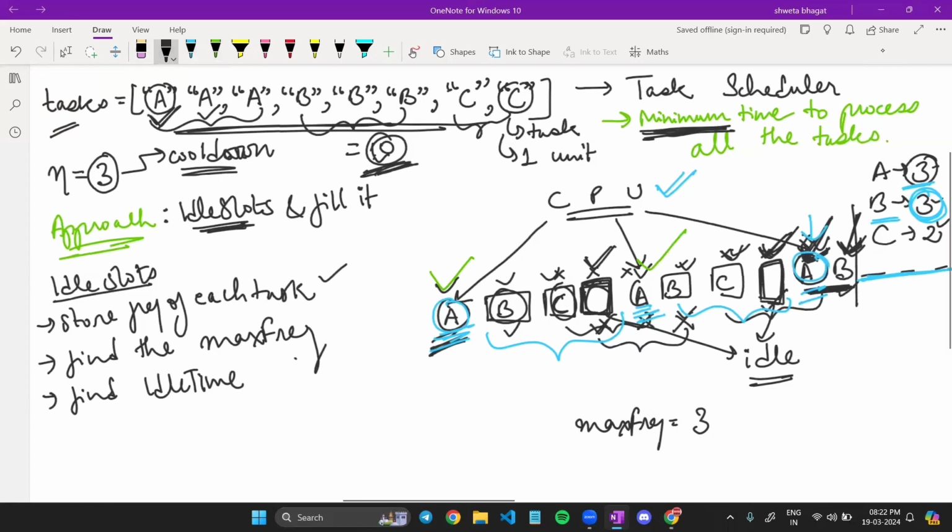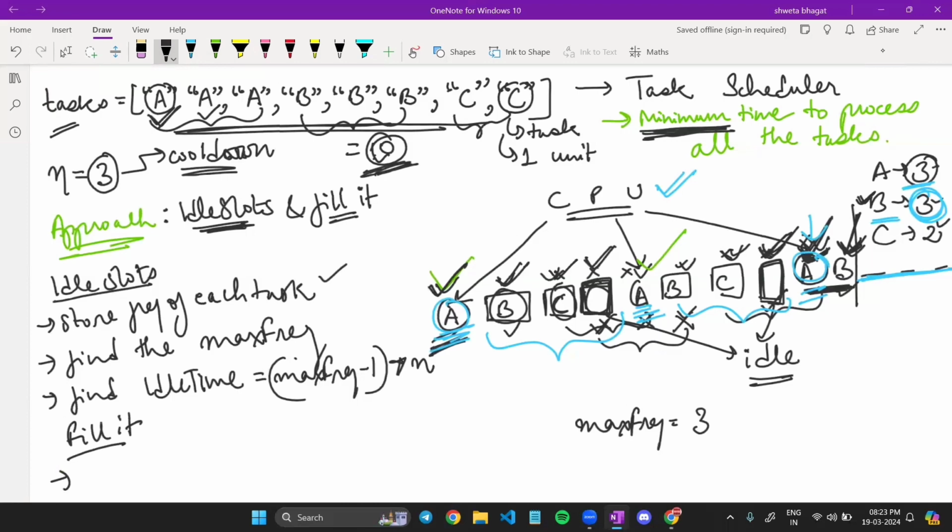Correct. So we will find the idle slots, and the formula for finding idle slots is (max frequency minus 1) into n. And once we have found the idle slots, we will fill them. Now how are we going to fill them? For filling them, we will be iterating over the frequencies of the elements starting from the max frequency to the lowest frequency. Why? It's because what we did over here, we first filled A. Why A? Because it's having the max frequency. After that, we filled B. Why B? Because it's having the second max frequency, or we can say that B is having the same frequency as that of A.